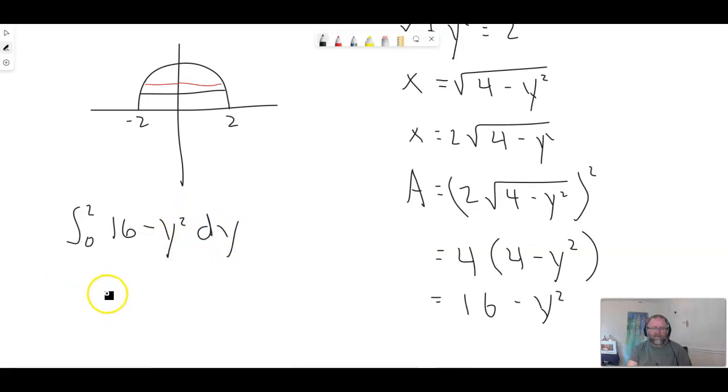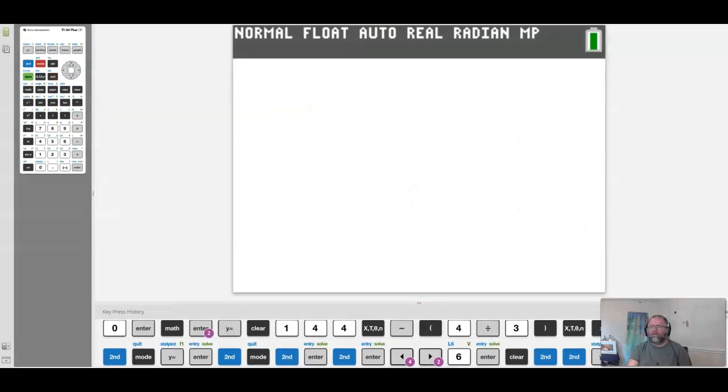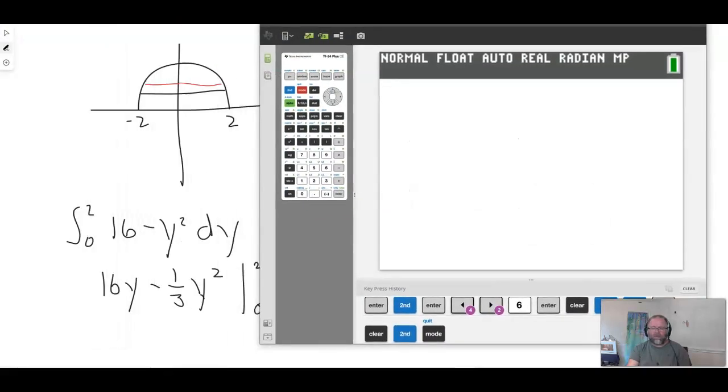So once we take the antiderivative, that's going to be 16y minus 1/3 y cubed evaluated from 0 to 2. Now, luckily, if you plug a 0 in there, it's just going to 0 out. So we only have to put the upper limit in there. So let's go ahead and do that in our calculator. Make that a little smaller so I can see both here.